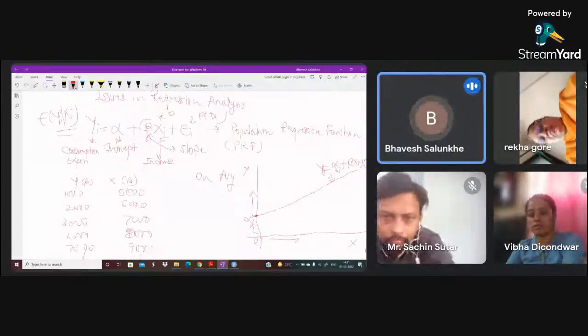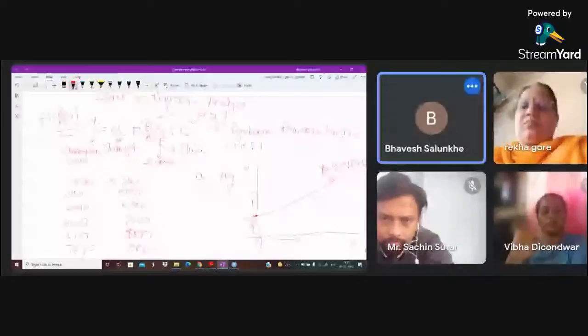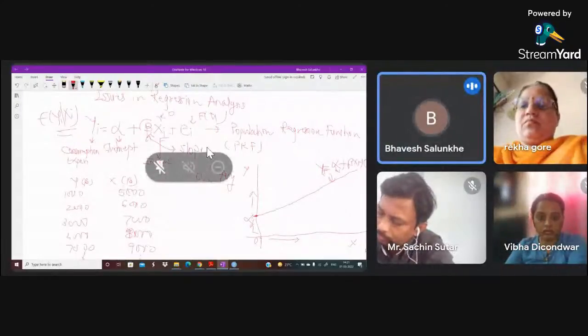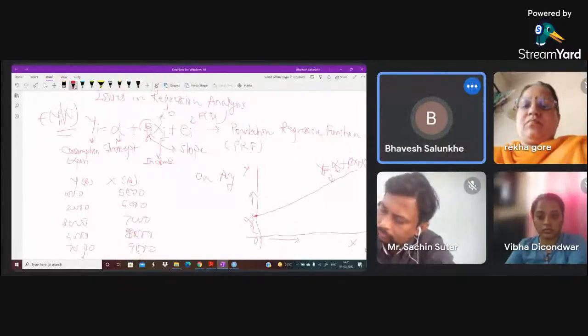The beta talks about if X changes by 1 unit, by how much quantity the Y will change. If your X, that is the level of income, is 0, then the consumption expenditure of that particular family will be given by alpha, because this term will become 0. For the moment, just ignore this part, Ei, just ignore this part.